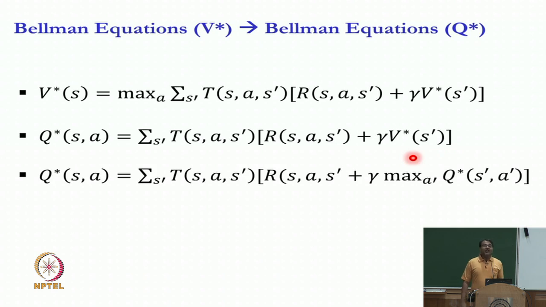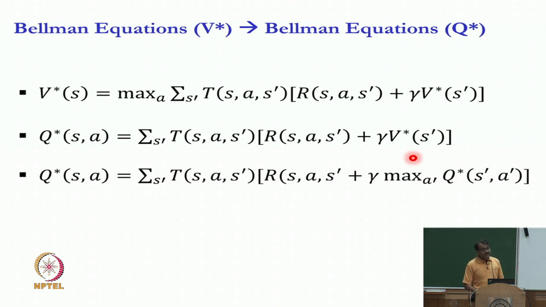So, now let us look at this equation. Is this an expectation? Also, does it solve our problem? What was our problem? We need to know what is the right action to do in which state. What is the value of a state? Can we compute the value of a state if we are given Q values? Yes. So, this is good.